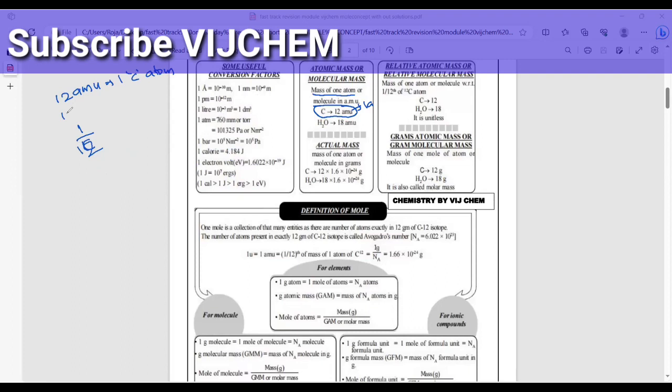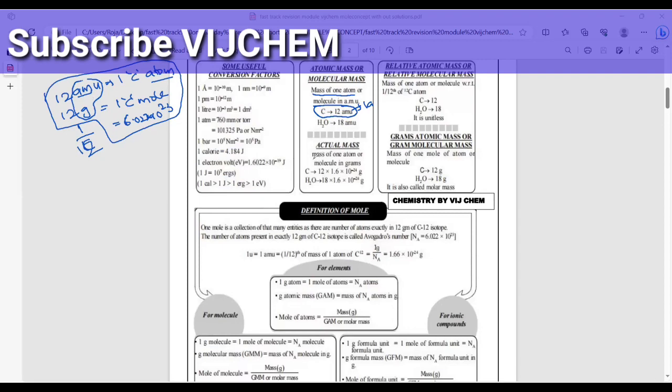But if I write 12 grams, it is not 1 carbon atom, it is 1 carbon mole. 1 carbon mole means 6.022 into 10 to the power of 23 atoms. This is a small difference, but it is going to give you different information. AMU is for one atom, and AMU for one molecule if it is in molecular form. Second thing is, if it is in gram, it is always for the moles. That is the basic difference between gram atomic mass and atomic mass.